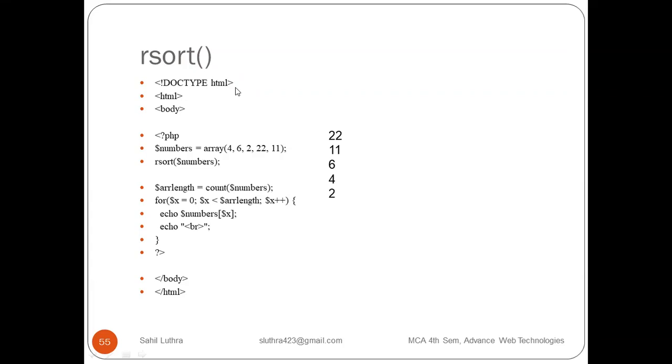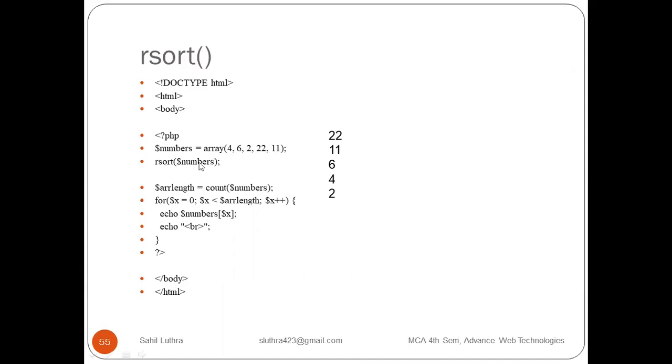So basically, first of all, we have to discuss our code from our PHP section. Here our PHP section will start with less than question mark PHP, and here we are creating a variable. The name of our variable is dollar number equals to array. Here we are passing the values to our array: 4, 6, 2, 22, 11. These are random values which you can pass according to your choice.